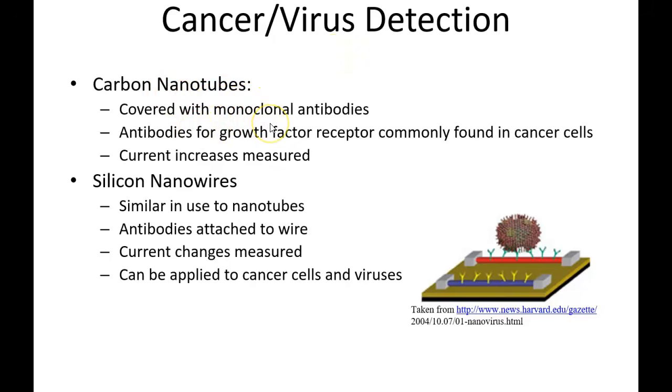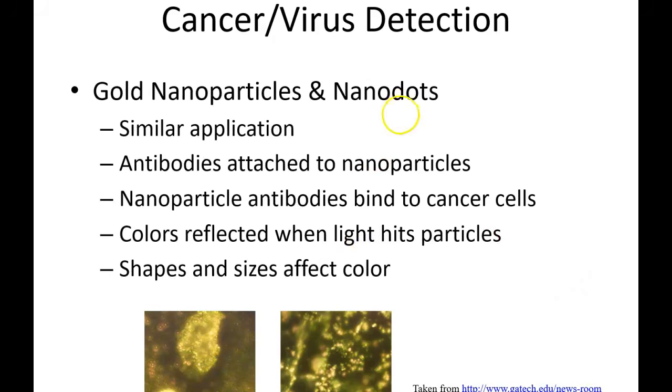These are covered with monoclonal antibodies. These antibodies are for the growth factor receptors commonly found in cancer cells, and the current increases, which is measured. Similarly, silicon nanowires are used to form the nanotubes, antibodies are attached to the wire, and current changes are measured. This can be applied to cancer cells and viruses.